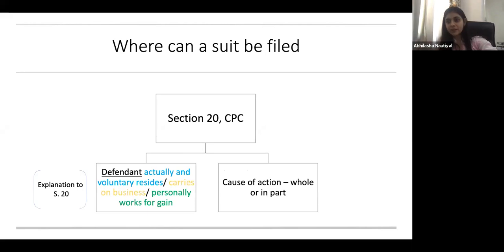Just to come back to the slide on Section 20 of the CPC: where the defendant is based or carries on business, or where a cause of action arises. But when you're looking at where the defendant is based, if it's a corporation, you must consider the explanation and the interpretation given to the explanation by the Supreme Court. These are the tests that you must run through before you decide which is the court of appropriate jurisdiction under Section 20 of the Code of Civil Procedure.